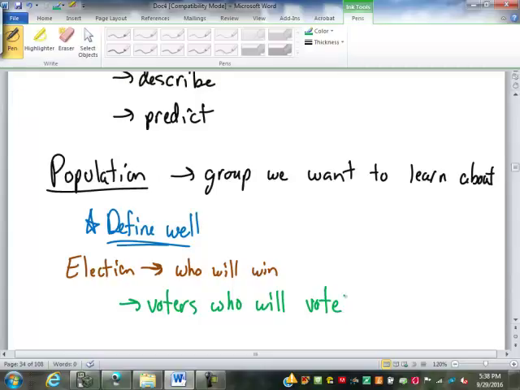Now, we have to be careful. There's going to be a lot of people who aren't eligible voters that are going to vote in that election as well. So technically what we're really looking at is just people who will vote in that election, or who will cast a vote in that election.